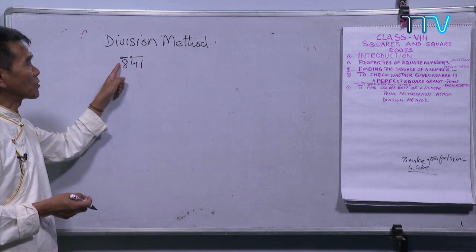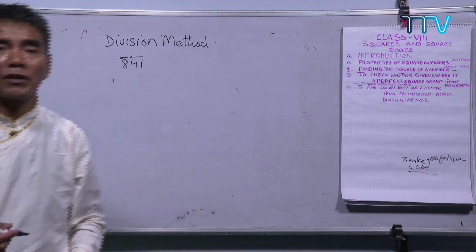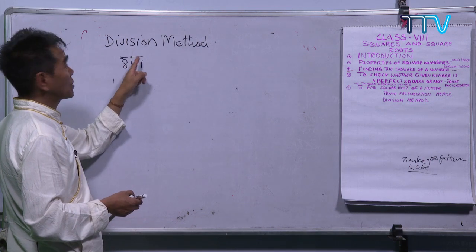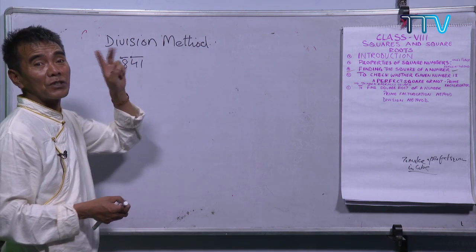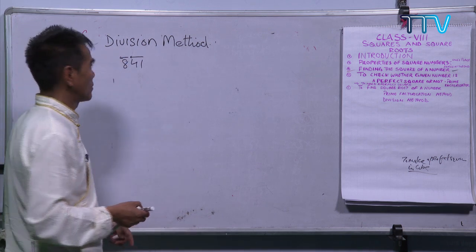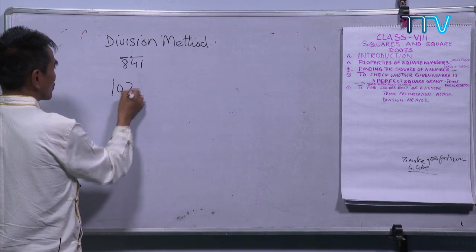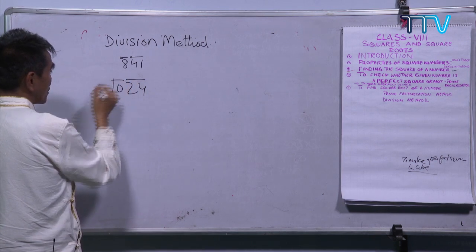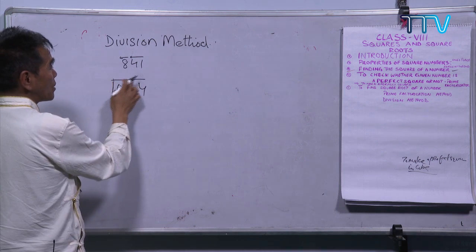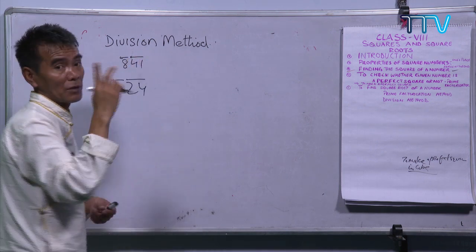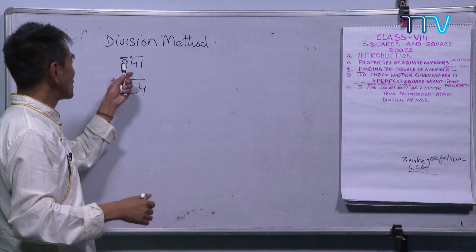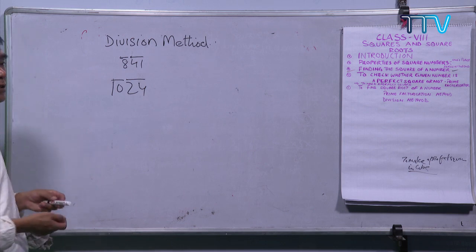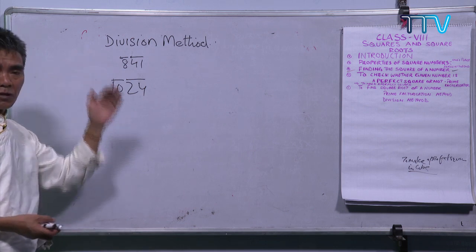The number of bars determines the number of digits in the square root of the given number. For 841, the bars tell us the square root has two digits. To find the unit digit and the tens digit, we need to work out each one, and we will look at how.